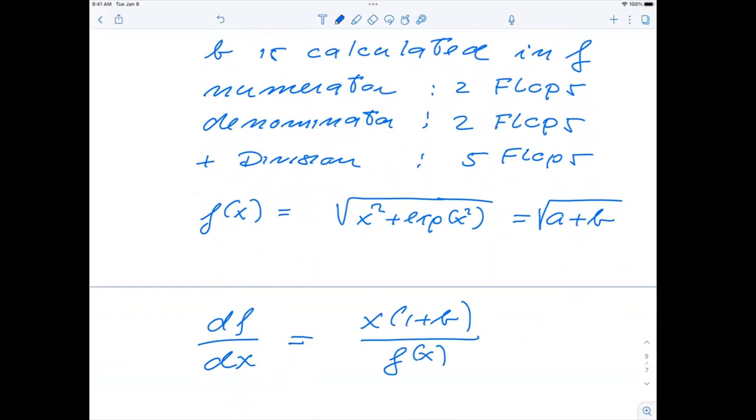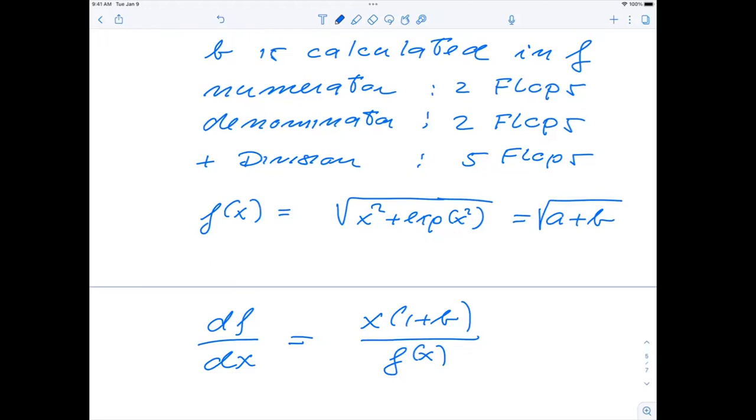And if f of x is pre-calculated, which we typically would need in many operations, then what this reduces to is 2 floating point operations in the numerator and 1 division. So we can actually reduce this to even 3 floating point operations. So this is the kind of advantage of automatic differentiation. And if you now look at automatic differentiation, this is a typical case of something which we can formalize.